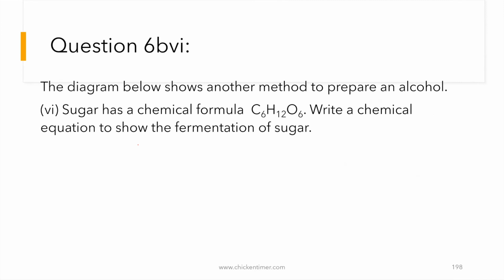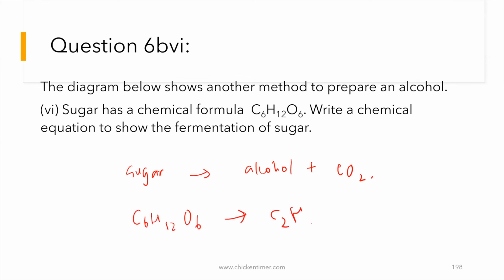Okay. Sugar has a chemical formula of blah blah blah. Write a chemical equation to show fermentation of sugar. So I had the standard formula: sugar C6 becomes alcohol and carbon dioxide. Yeah. So it'll be C6H12O6 becomes C2H5OH plus CO2. Then balance. Yeah. 2C2H5OH and 2CO2. This one. Yeah. 12, 4. Okay.